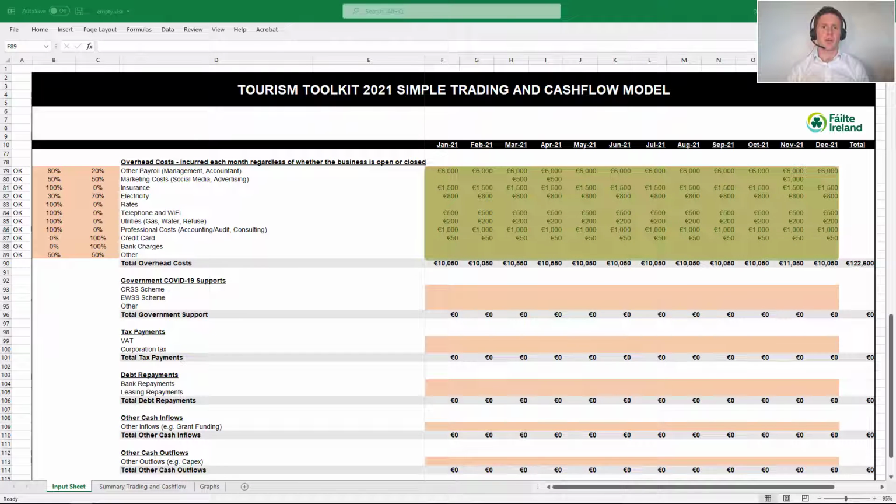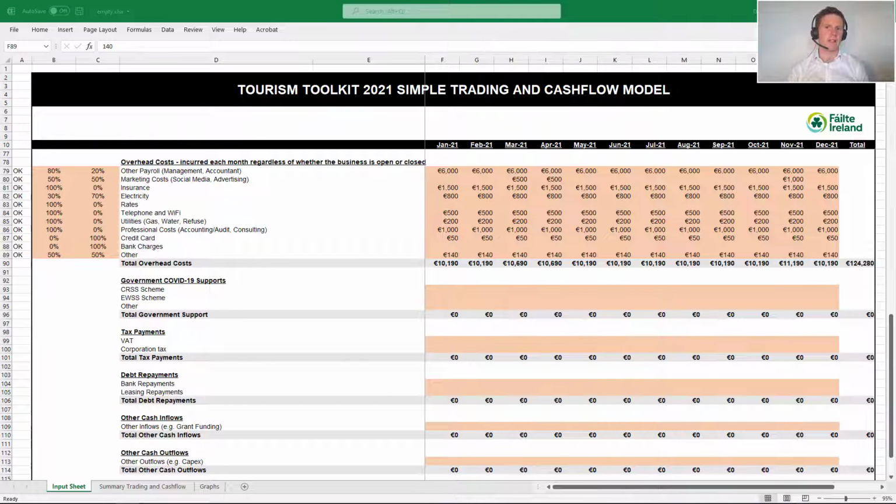It should be noted that the model includes a wide range of costs, some of which may not be applicable to your business. In this instance, these lines should be left blank. Equally, if you have a cost that is not specifically referenced, this cost can be included within the other line here. For almost all costs, there is usually a fixed element and a variable element. The fixed element remains consistent regardless of the level of revenues you are generating, while the variable element will increase and decrease in line with revenue.